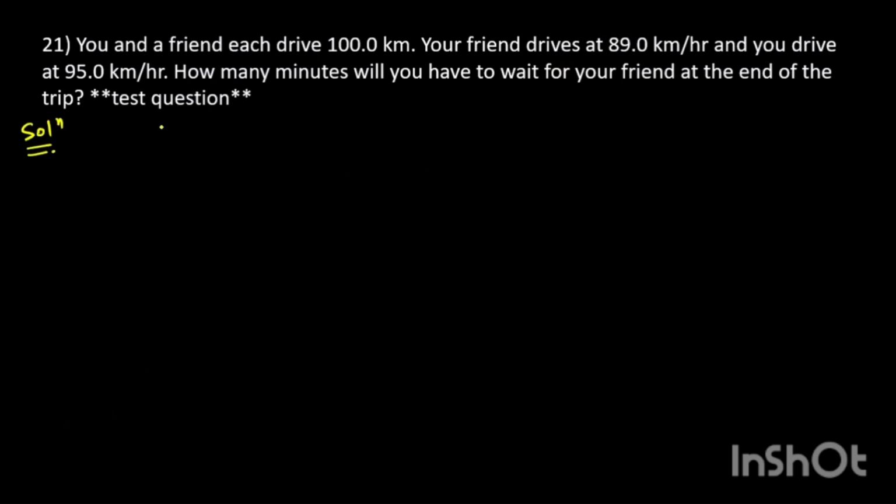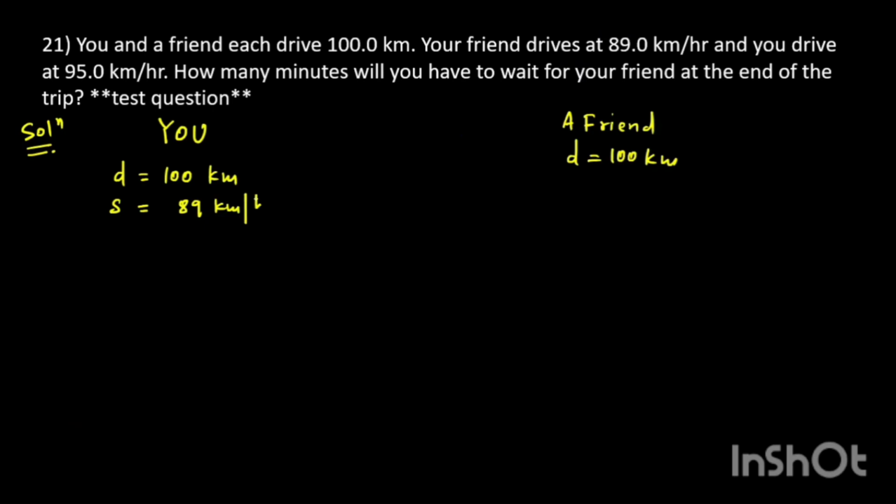First, for you, and second, our friend. So the distance covered for both of them is 100 kilometers, right? Speed is given as 89 kilometers per hour, and here speed is given as 95 kilometers per hour. Question says how many minutes? So you have to find time in minutes.